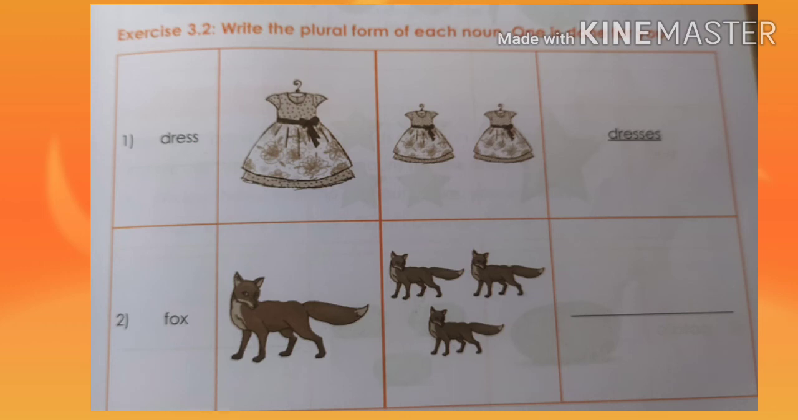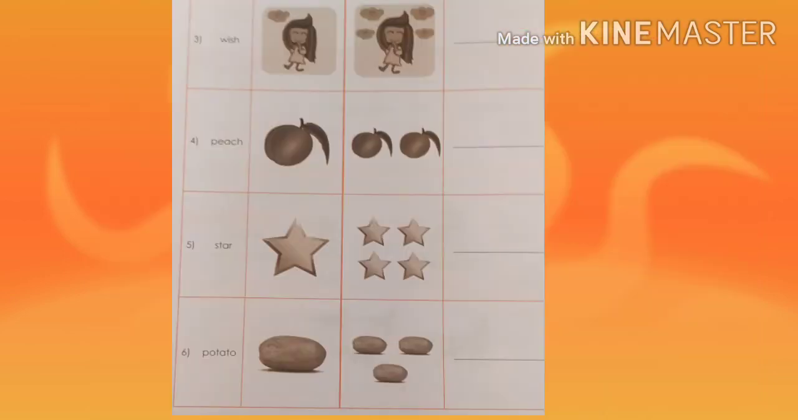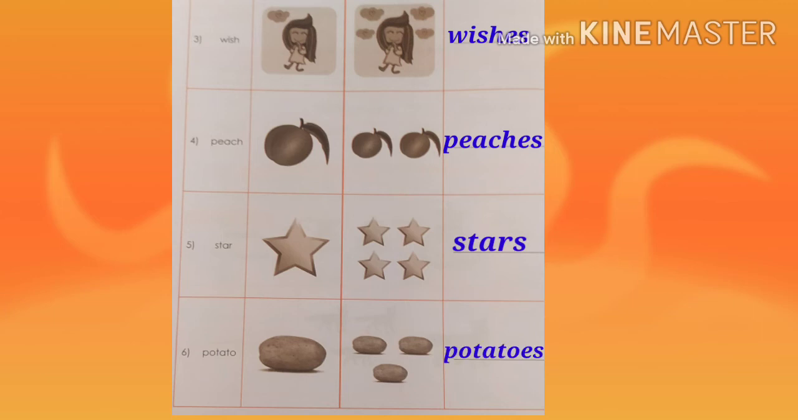Exercise 3.2. Write the plural form of each noun. Dress, dresses. Fox, foxes. Wish, wishes. Peach, peaches. Star, stars. Potato, potatoes. So students, complete these plural forms as it is, okay?